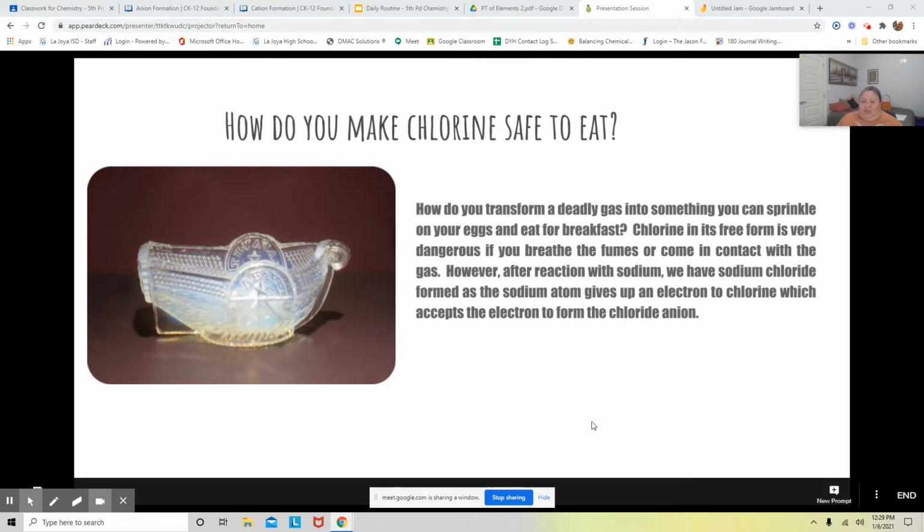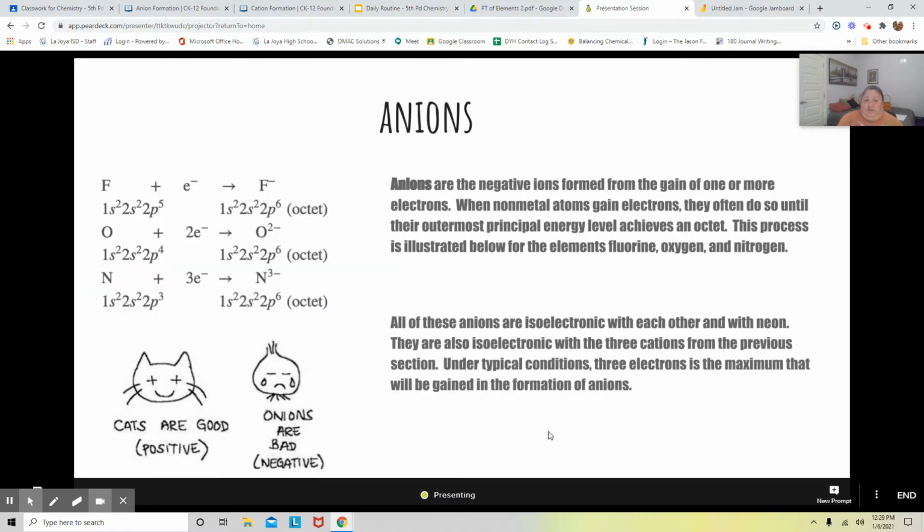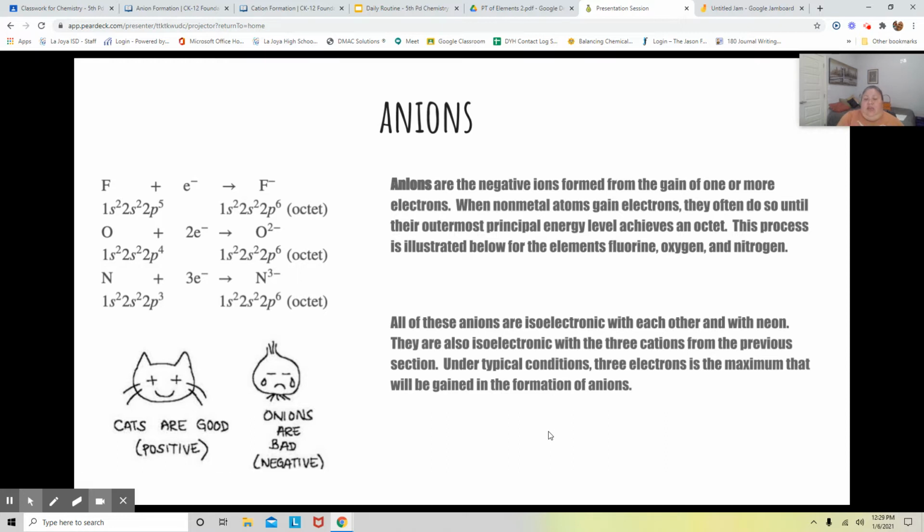We're going to be talking a lot about how elements gain electrons. Anion. Anytime an element gains electrons, you're going to call that an anion. And what is an anion? They are negative ions or elements, right? Formed from gaining of one or more electrons.